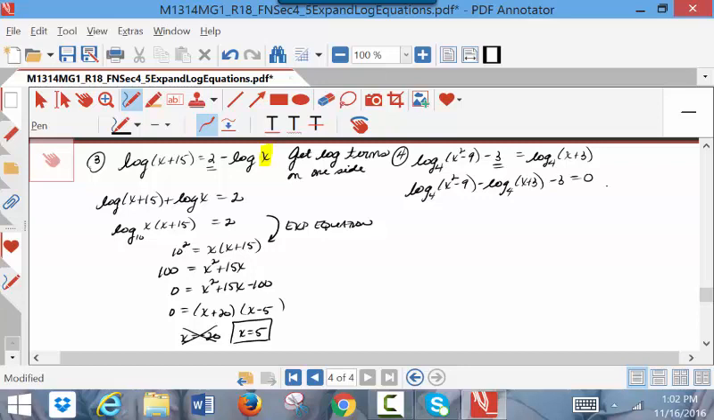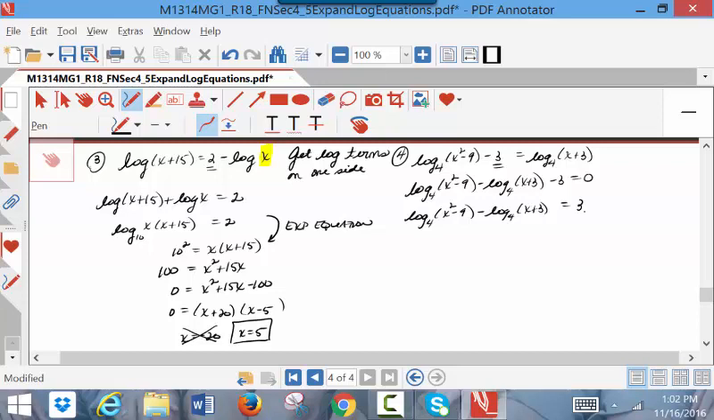I want my logarithms alone. I want that 3 to the other side. I don't want that 3 next to my logarithms. So this will be log base 4 of x squared minus 9 minus log base 4 of x plus 3 equaling a positive 3 when I move the 3 to the right side of this equation.